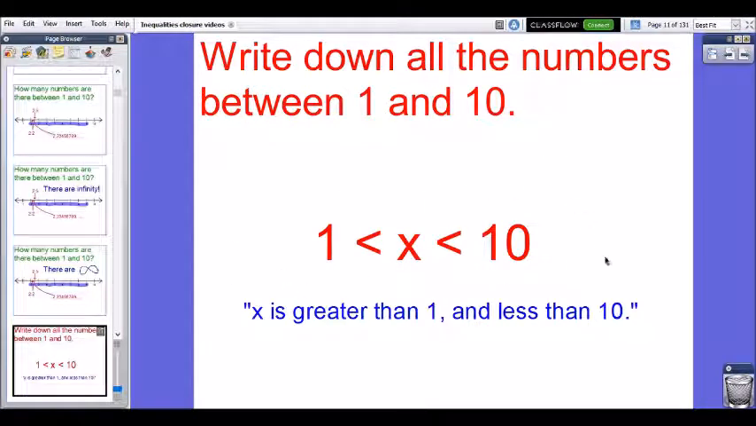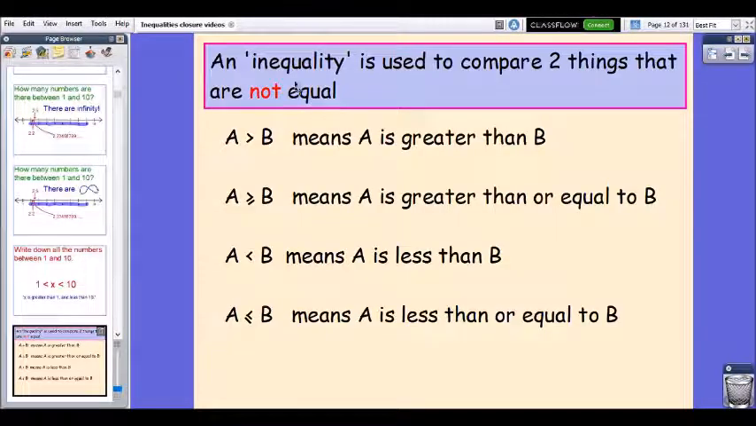So looking at this, this means that x is greater than 1 but less than 10, where x represents that set of numbers between 1 and 10. Okay, so these arrow signs, they're not called crocodiles, they are called inequalities. An inequality is used to compare two things that are not equal. So equality means things are equal, inequality means things are not equal.